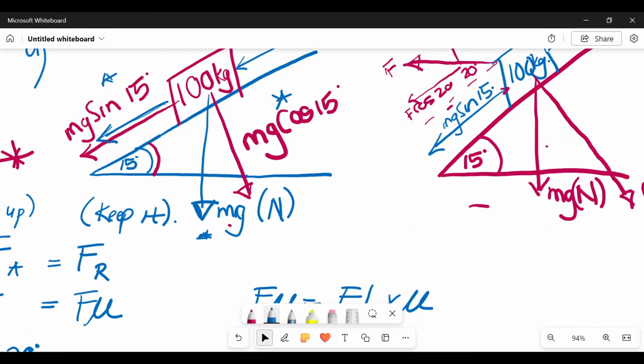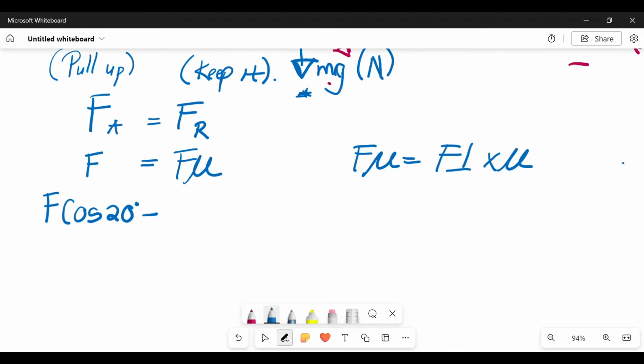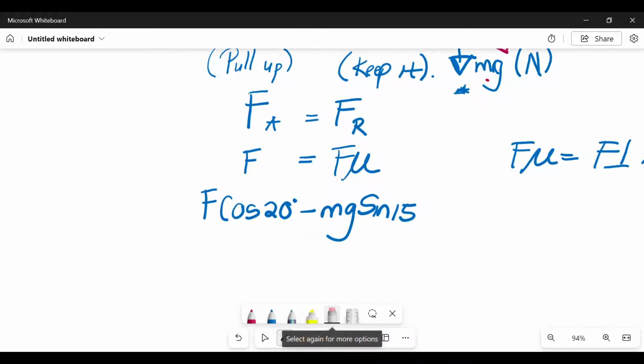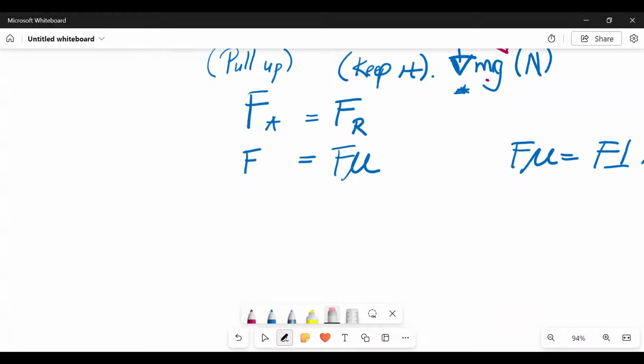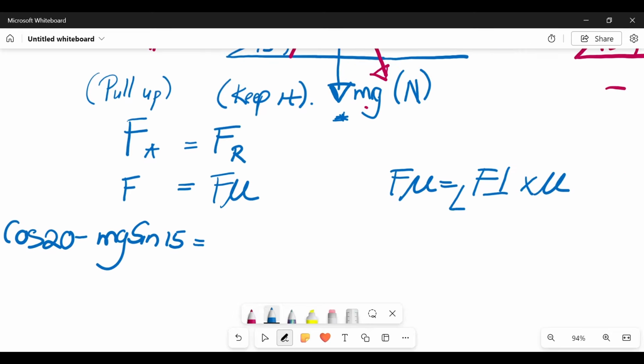It's acting along the same plane as your Fx. So on here we're going to say minus mg sine 15. I feel like I could have written everything this side. I have a thing with my equal sign remaining in the same position. So F cos 20 minus mg sine 15, sharp. Then on here, we're trying to express our frictional force in terms of that.